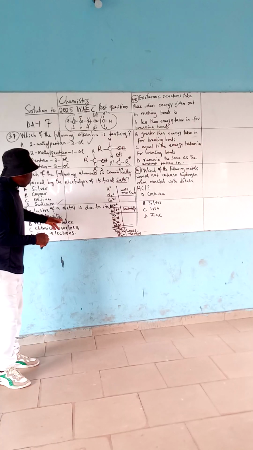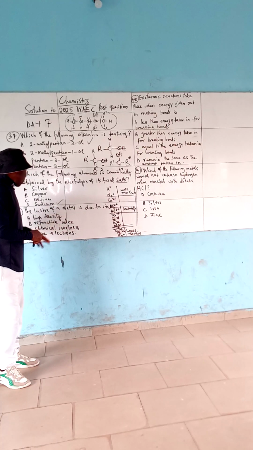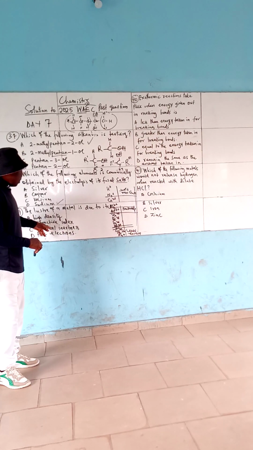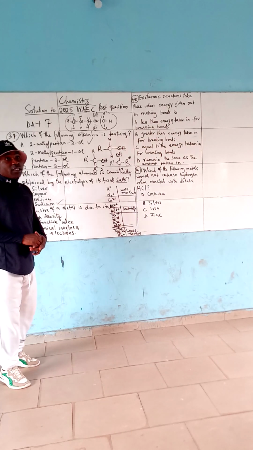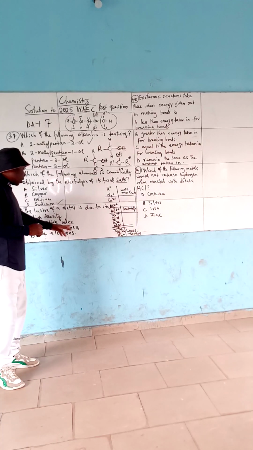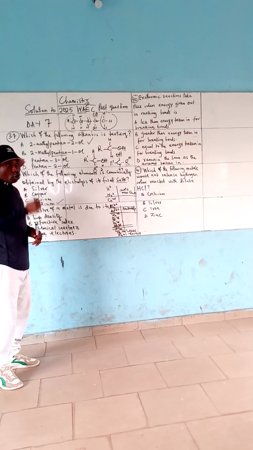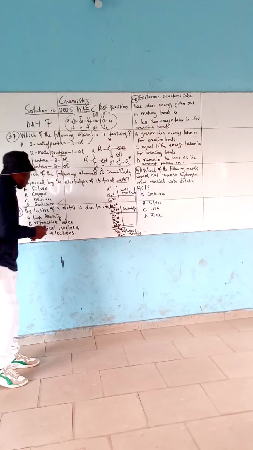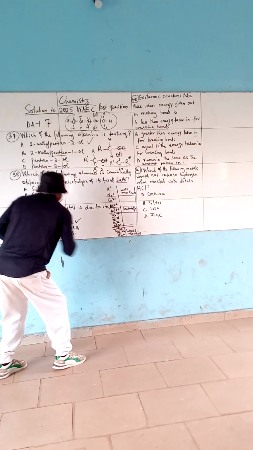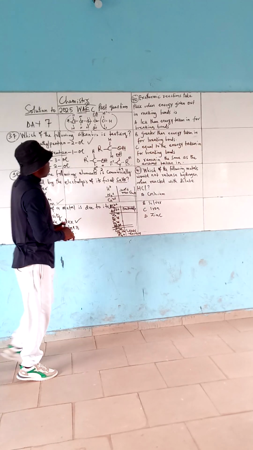What is responsible for their luster is their high refractive index and dispersion power. All metals have a high refractive index and high dispersion power, and that is why they can shine or sparkle when you cut or polish them. So the correct option is B, refractive index, not chemical inertness, not free electrons.